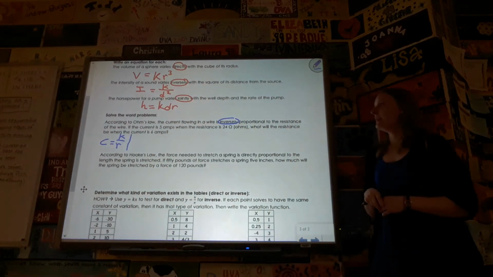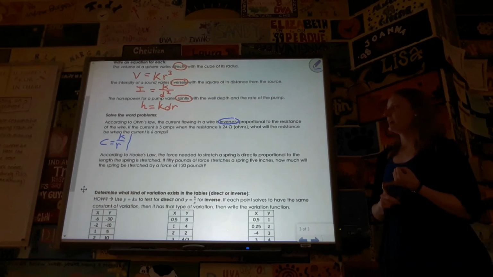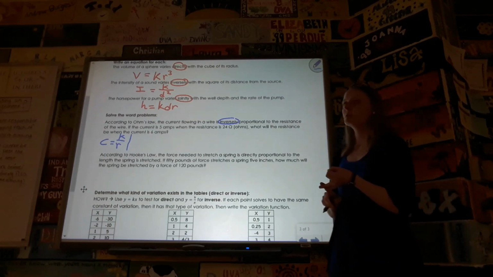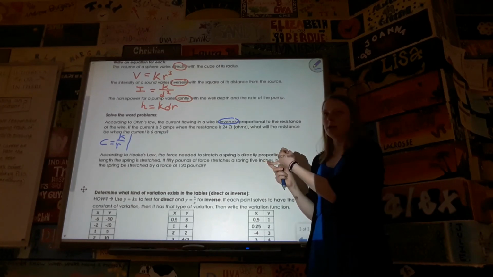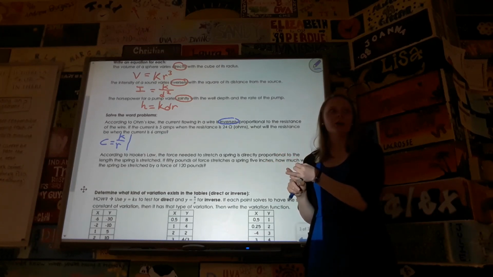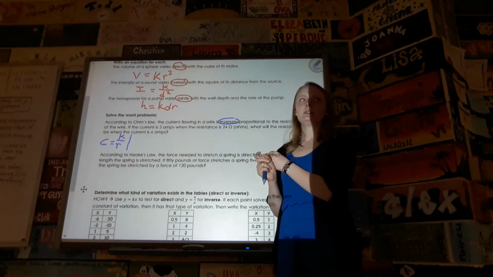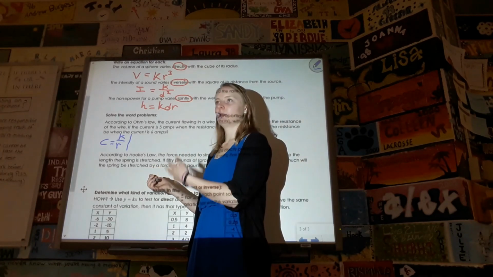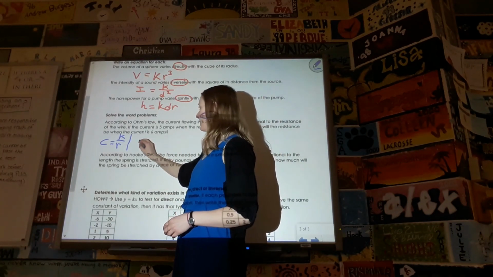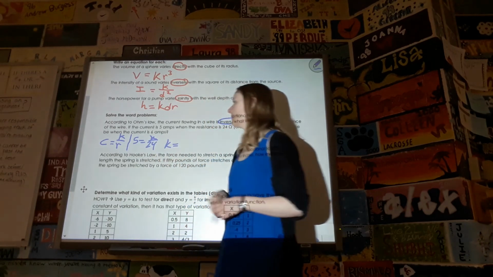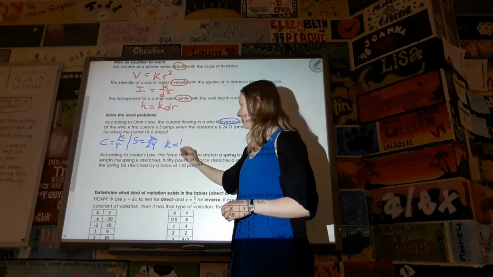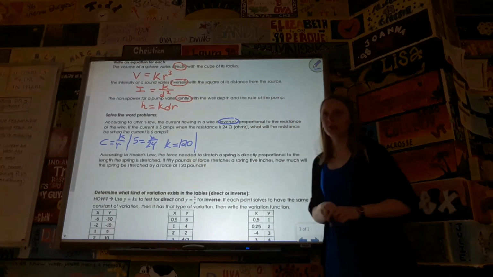Okay? Next sentence. If the current is 5 amps when the resistance is 24 ohms, stop. What does that first part help me do? It gave me current, which is C, and it gave me resistance, which is R. What do I do with that? Find K, which is exactly what we did in the other problems on the first page. So when current is 5, resistance is 24, what's the value of K? 120. Alright, with that under our belts, we're going to keep going.